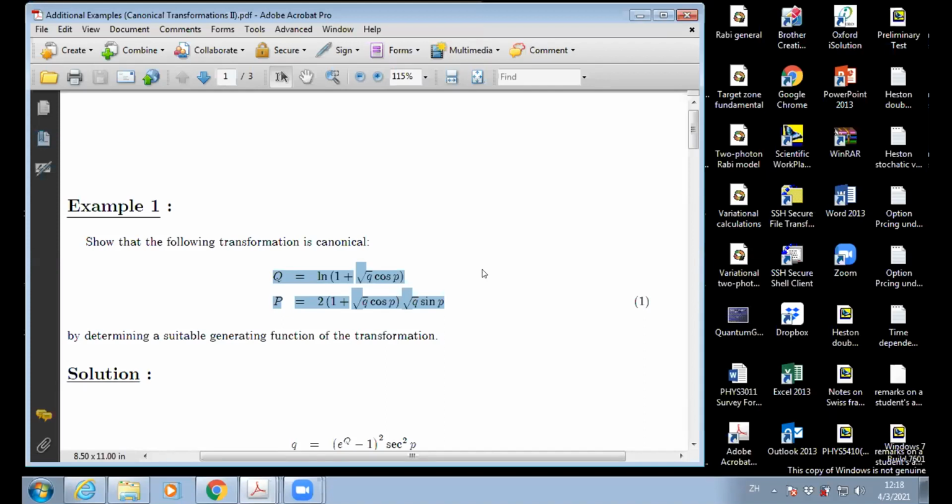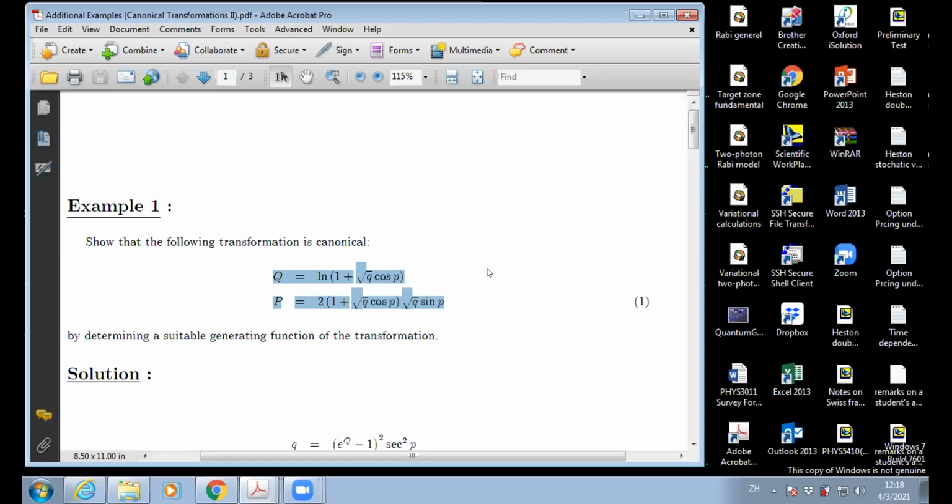So you have to construct the suitable transformations by trial and error, making use of your intuition and experience. But after proposing a transformation, you have to double check whether it is a canonical transformation or not, either determining a suitable generating function or applying the theorem.